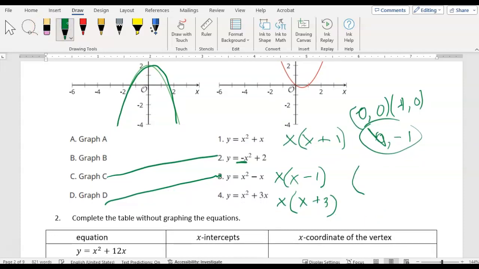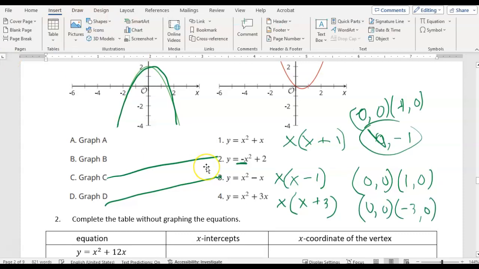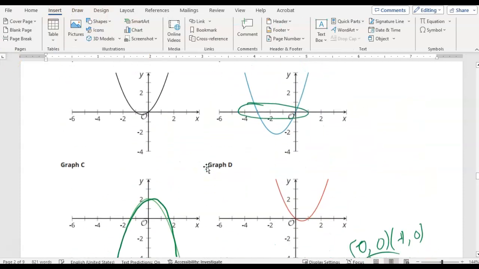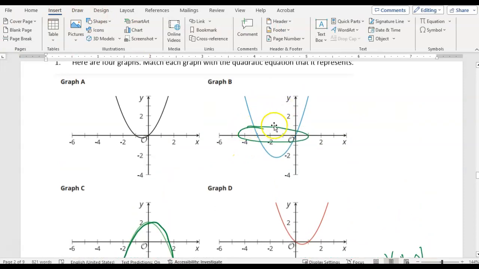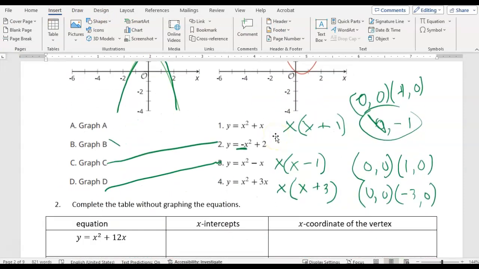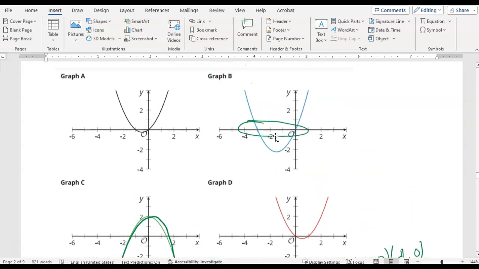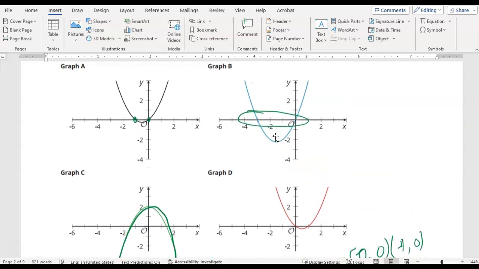Okay, so this would be 0, 0. The other one would be 1, 0. And then 0, 0, and negative 3, 0. Sorry, I think you clarified that there. Okay, so number 4 then matches very nicely with graph B. And that leaves 1 and A, which makes sense. We have negative 1, 0, and 0, 0.